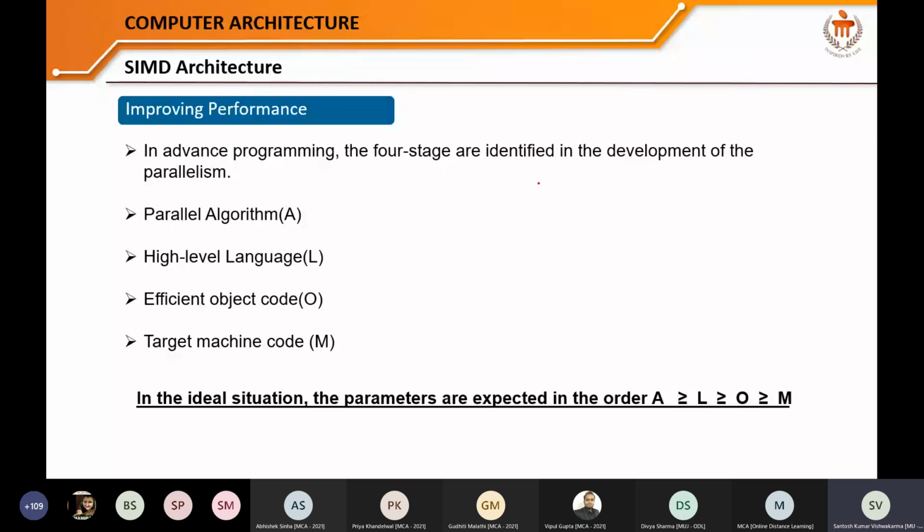We have also discussed that four stages are identified in the development of parallelism: first is the algorithm itself, second is the language, third is the object code, and fourth is the target machine code. In the ideal situation, the parameters are supposed to be in this order. The parallel algorithm is higher than L, that is the high level language, which is higher in terms of the object code, and that is higher in terms of the target machine code. This is one of the ideal conditions which we explored once we completed this topic of vector processing.